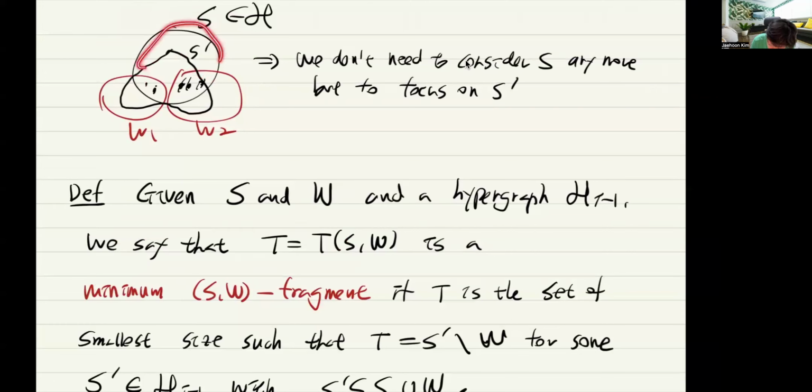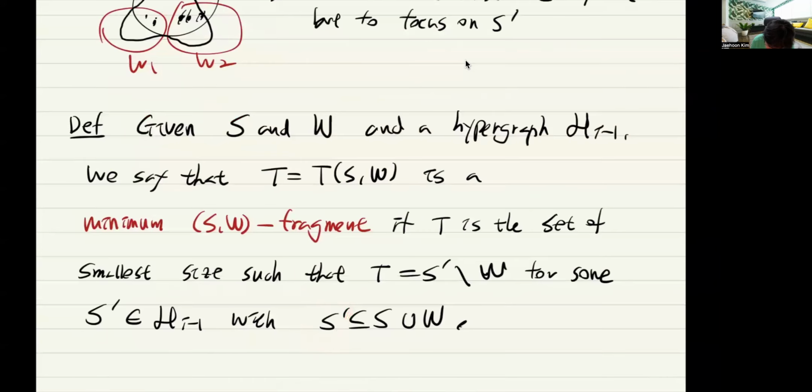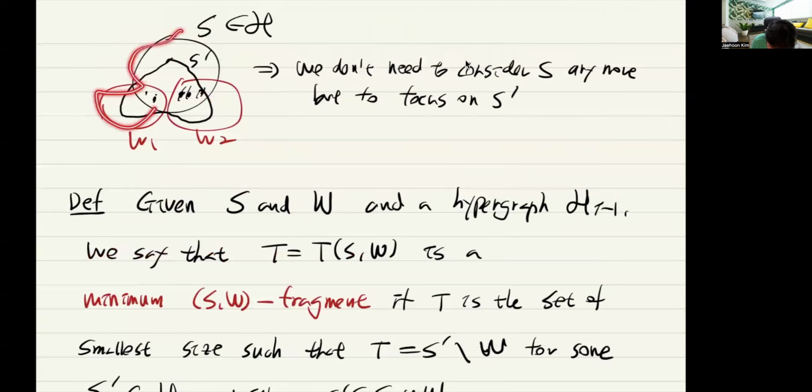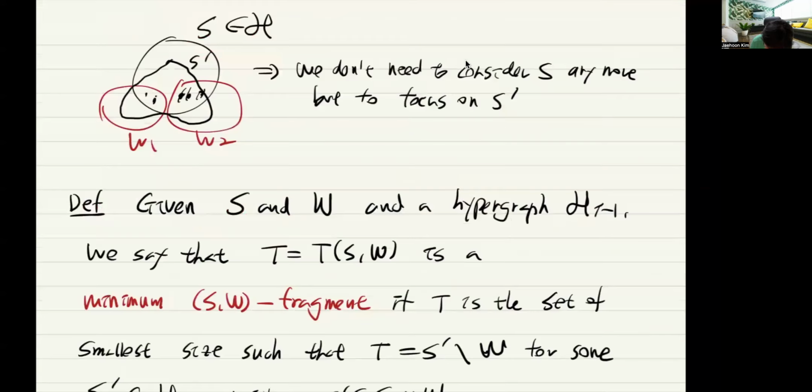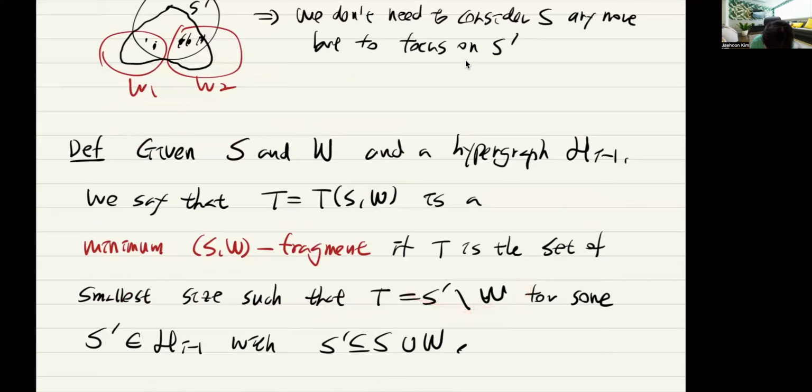So instead of this S, you consider this S prime. This S prime is a subset of S, so the uncovered part is a subset of the uncovered part of S. Out of all these choices, you choose the one whose uncovered part is smallest. So this is the smallest one, and you say that this is the minimum SW fragment.